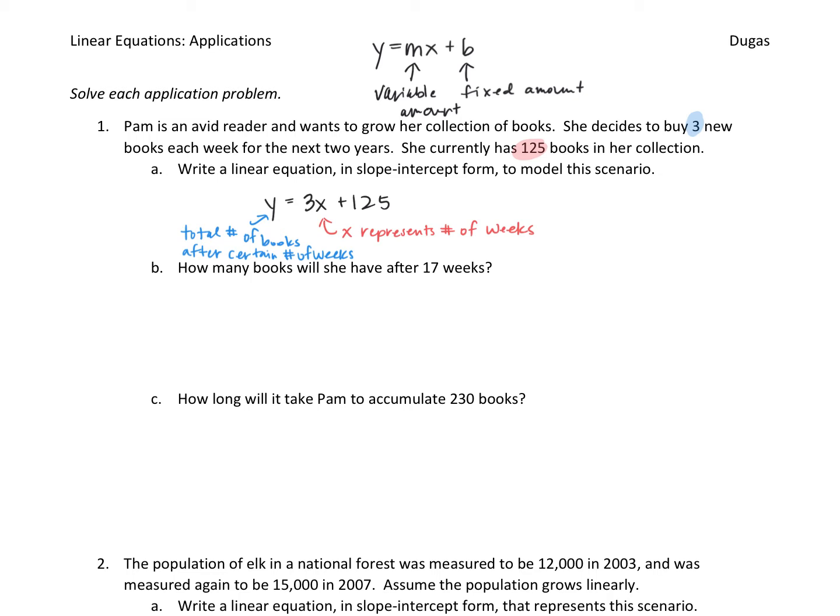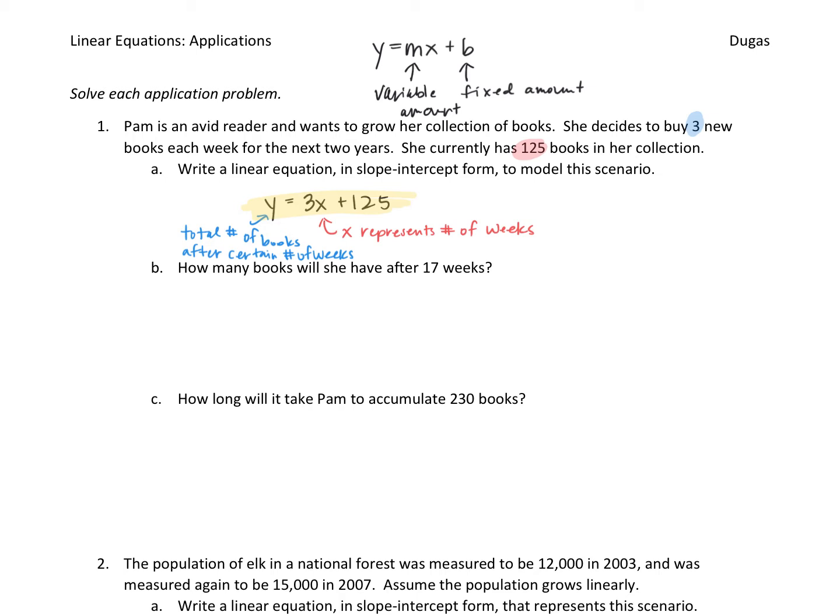Okay, so once you write the equation down, think about it and figure out what your variables are representing. That will help you answer the following parts. So part A is done. We had to write a linear equation. Here it is, right? The linear equation that represents that scenario. Now we're going to use that equation to answer some questions.